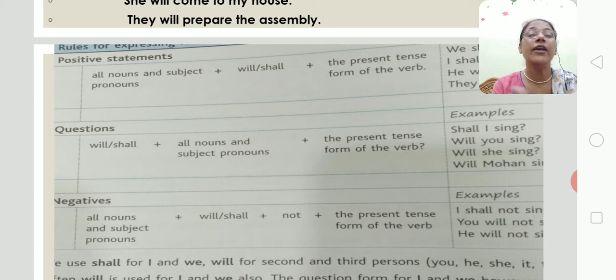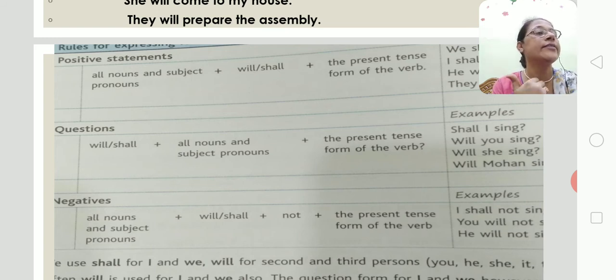In the same way, how are negative sentences formed? Subject plus helping verb plus not plus the verb in the present tense form. Like, I shall not sing. You will not sing. He will not sing. So, this is the rule of expressing future. You know very well that we have used shall or will to express future.